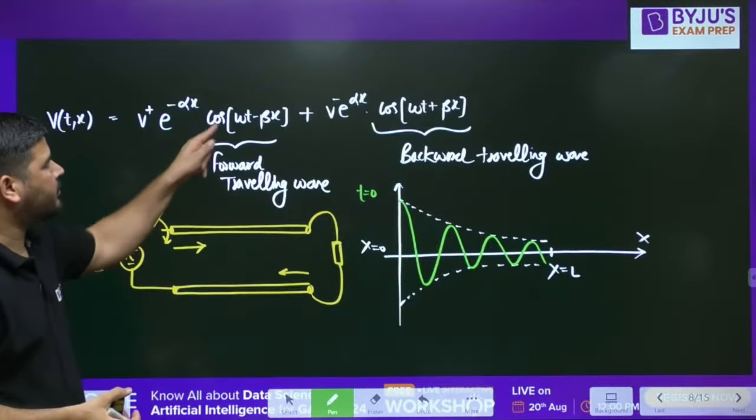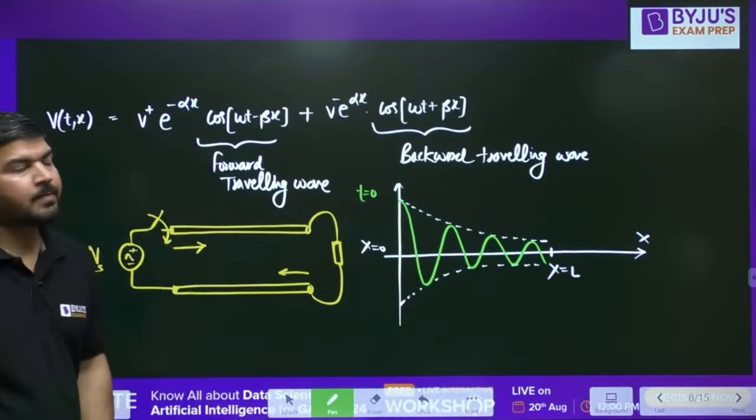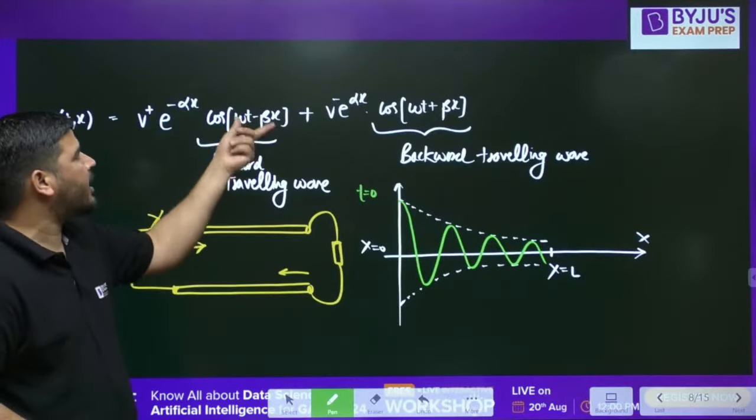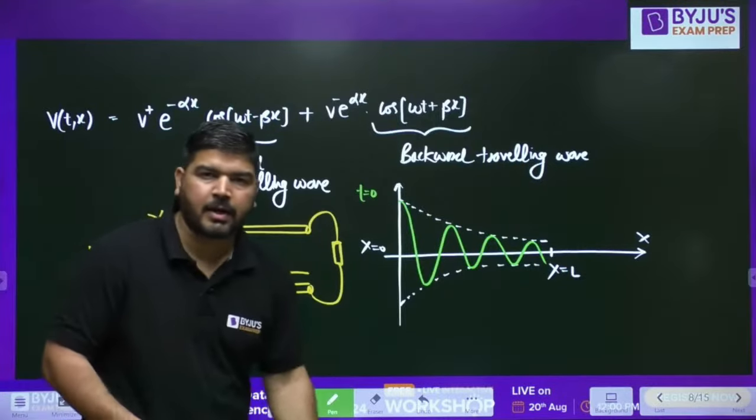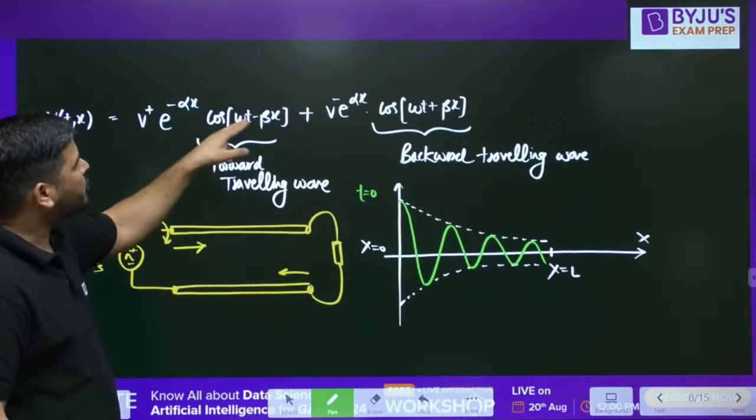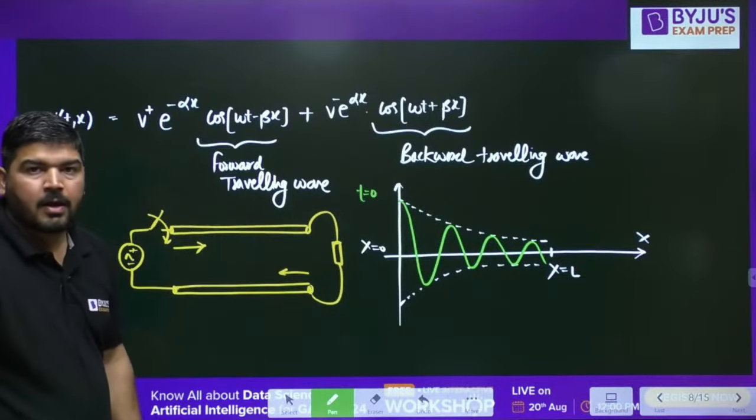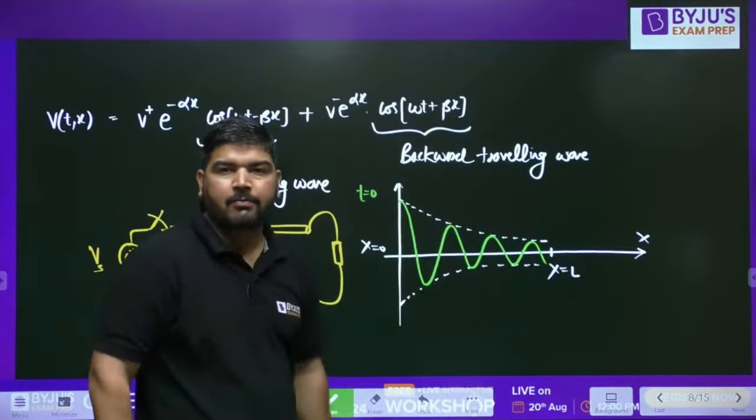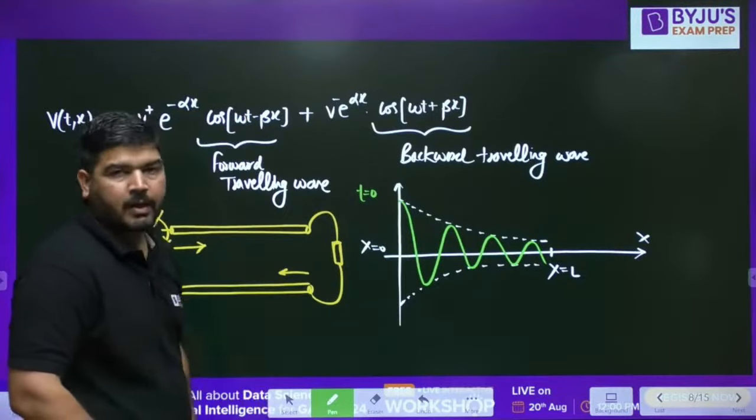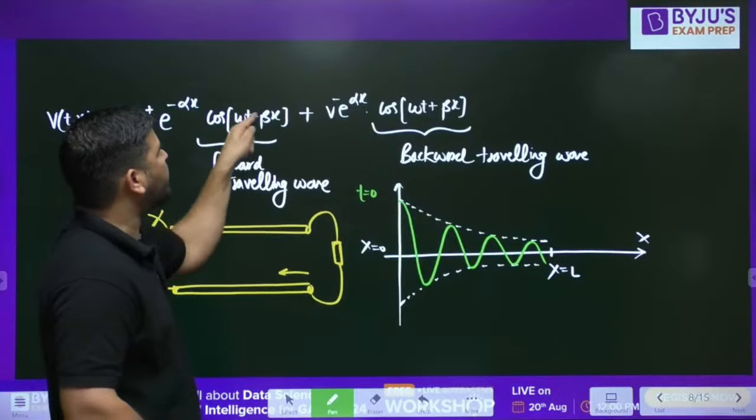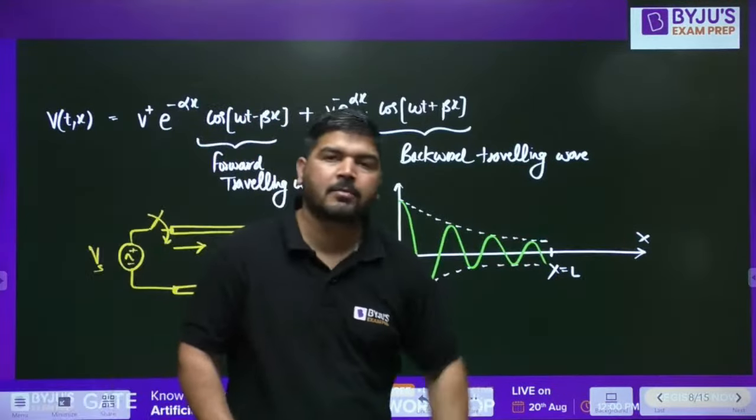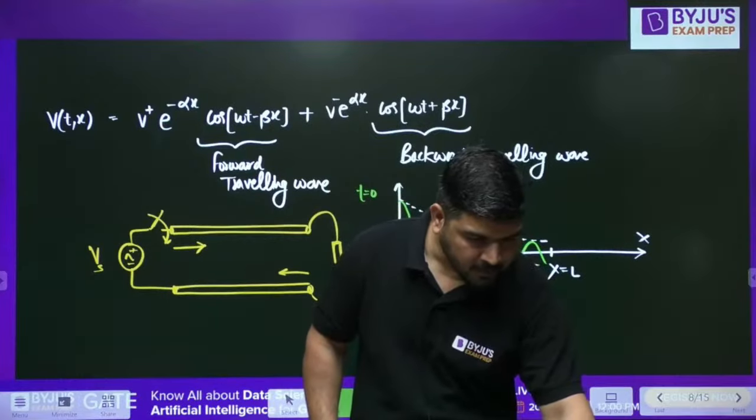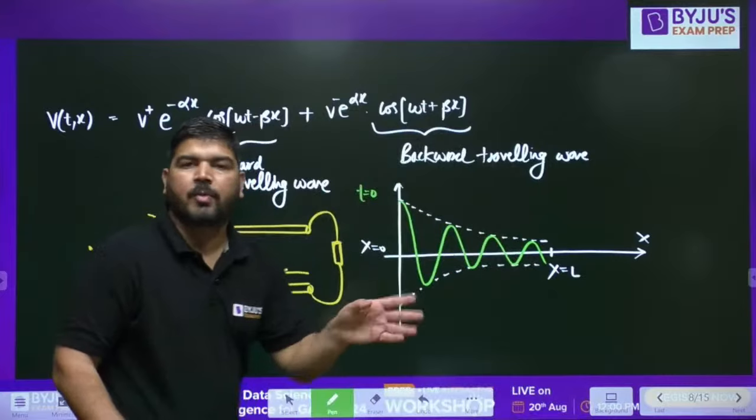Now let's change the time. If the time is at t1, then it will become cos of beta x minus omega t1, because the minus sign you can take common from the cosine, it will not change. It means this wave is delayed by some omega t1 phase. At t equal to t1, it is cos of beta x minus omega t1, so it will be delayed by some omega t1 angle.